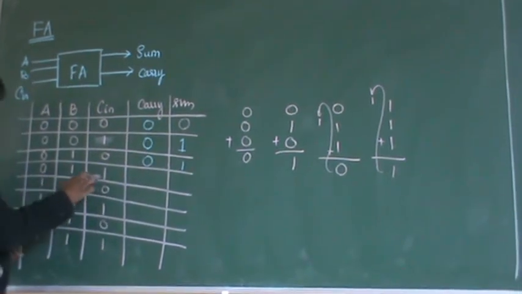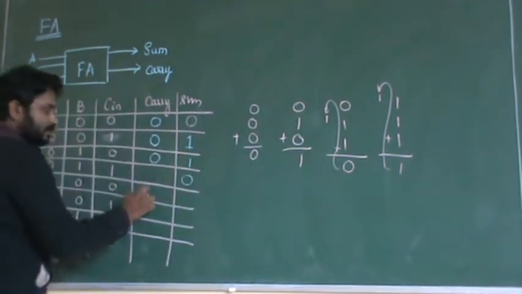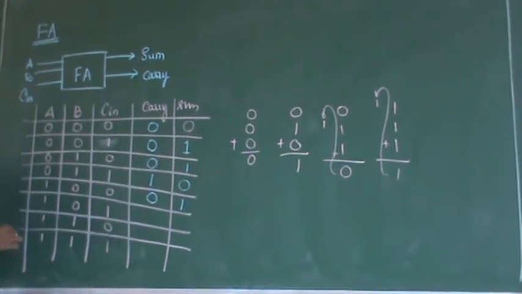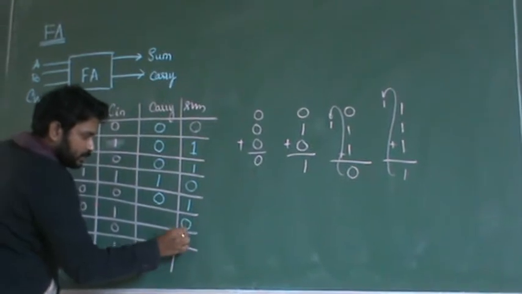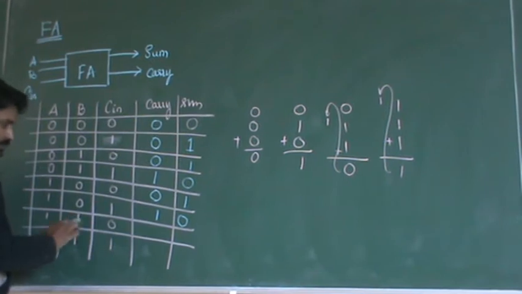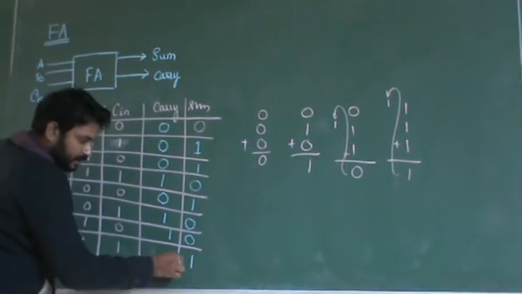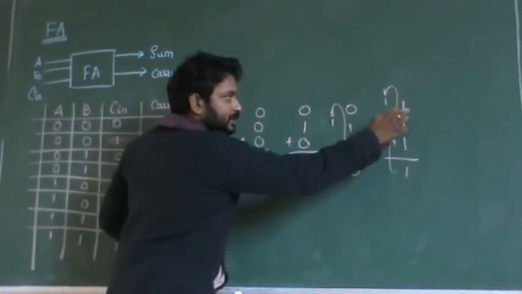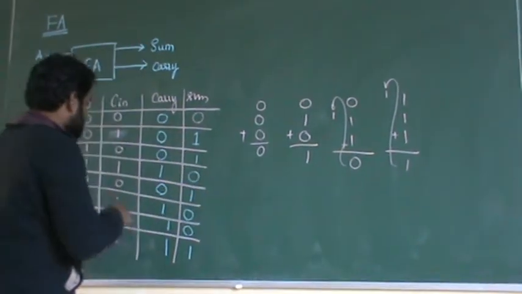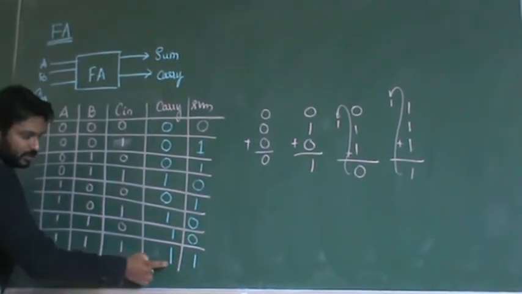So here there are 2 ones. So the sum will be 0 and the carry will be 1. Here a single 1 is there. Sum will be 1, carry will be 0. And here 2 ones. Sum will be 0 and the carry will be 1. And here 2 ones, so sum will be 0 and the carry will be 1. And there are 3 ones. So sum will be 1 and carry will be 1. Just observe this. Binary representation of 3 is double 1. So therefore I am writing sum is 1 and carry is 1.